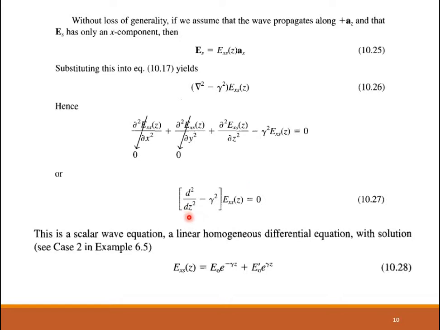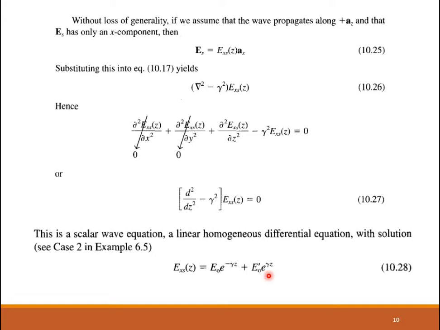Okay, so you should understand that this is a scalar wave equation and it is a linear homogeneous differential equation. So I'm not going into the solution. You just need to know that for an equation of this form, for a linear homogeneous differential equation in this form, the solution will be like this: EXSZ. Okay, it will have a forward direction and a backward direction. Okay, so this stands for the wave propagation in the forward direction, and this stands for the wave propagation in the backward direction.